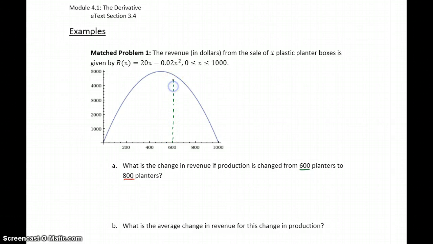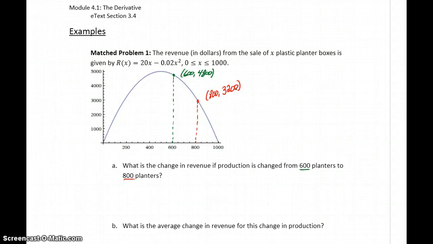So again, we could trace up until we hit our graph to identify that function value, or to get a more precise answer, take 600, plug it into our revenue function, and this would give us the point (600, 4,800). And then we would look if we increase to 800 planters. We would get a function value of 3,200.